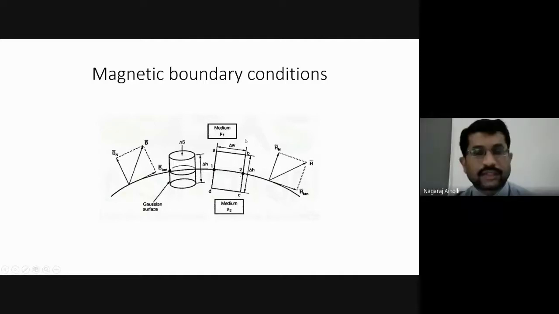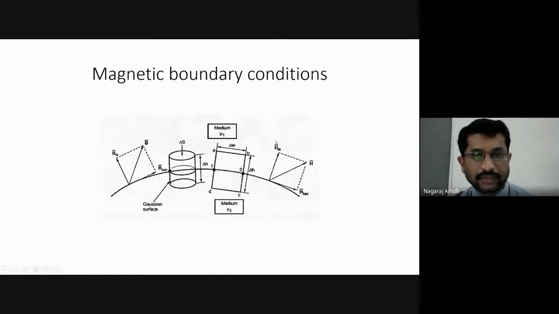Just like how we studied the boundary conditions for the electrostatic fields, similarly, we have the boundary conditions for the electromagnetic fields also. That is the boundary between two media. When the electromagnetic field passes from one medium to another medium, what are the conditions at the boundary? Those conditions we will be deriving under the heading called magnetic boundary conditions.